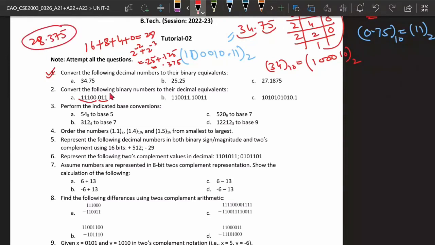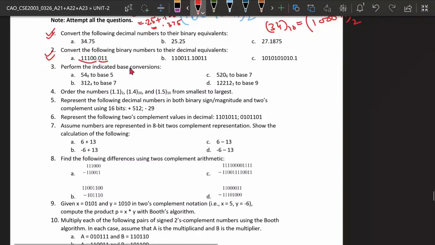The next one, third, is to perform the indicated base conversion. For converting it into the base, first convert this base 8 number into decimal. So 54 in base 8 is to be converted into decimal, and then whatever the decimal is, we want to convert it into base 5. So we will be dividing that base 10 result by 5. Whatever the remainder is, we read the remainders from bottom to top, and that gives you the exact base 5 conversion.